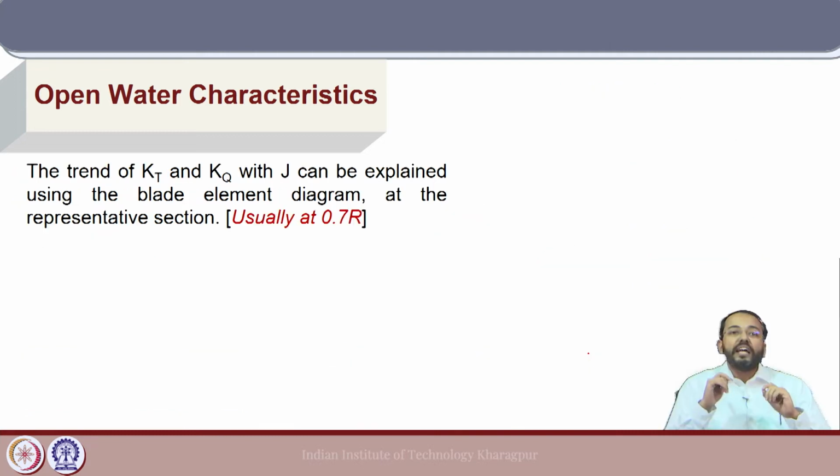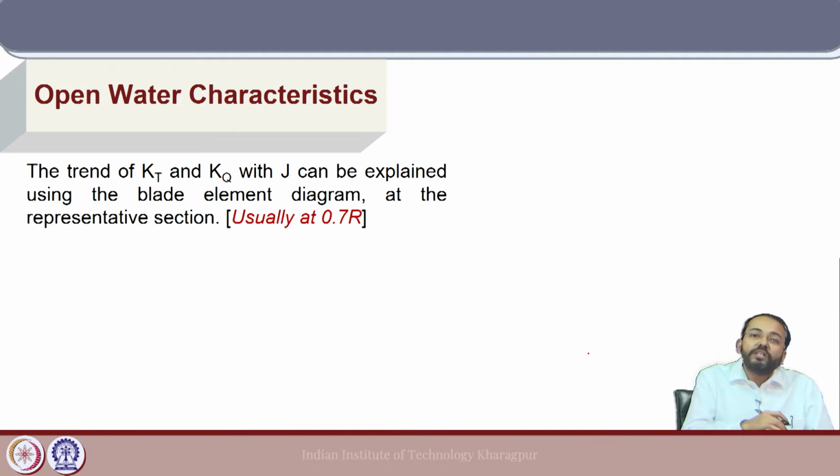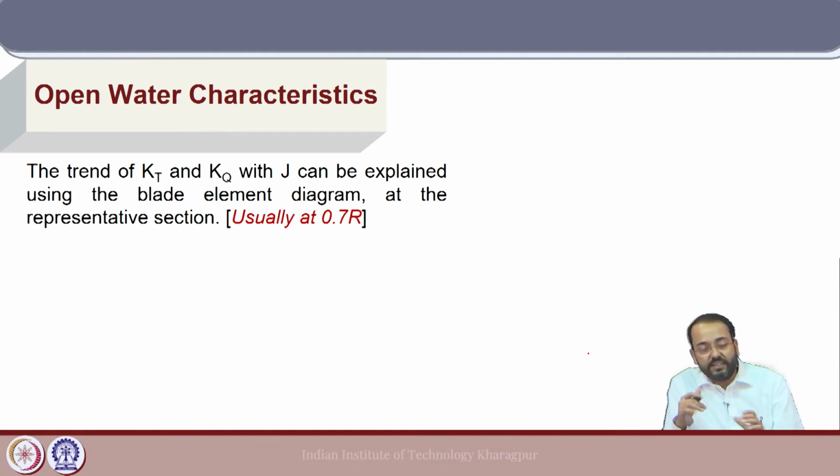Let us explain this in the context of a representative section. So, the representative section was basically a characteristic section of the propeller blade, typically at 0.7 r, where the characteristics of the section will be similar to that of the propeller. So, we will draw the blade element diagram at that section and try to explain the open water diagram of the propeller, how the thrust and torque behave with J with respect to the angles and forces that we get for the blade element diagram at the characteristic section.